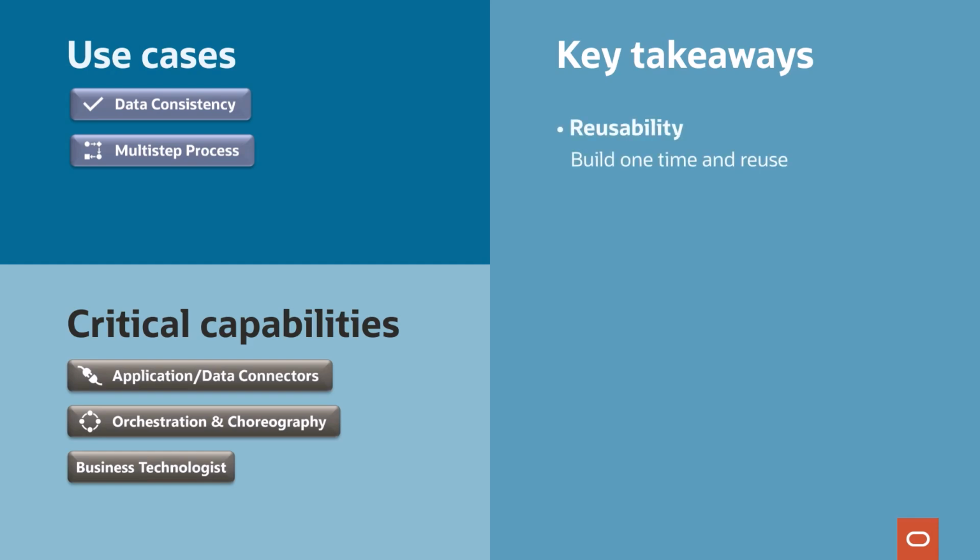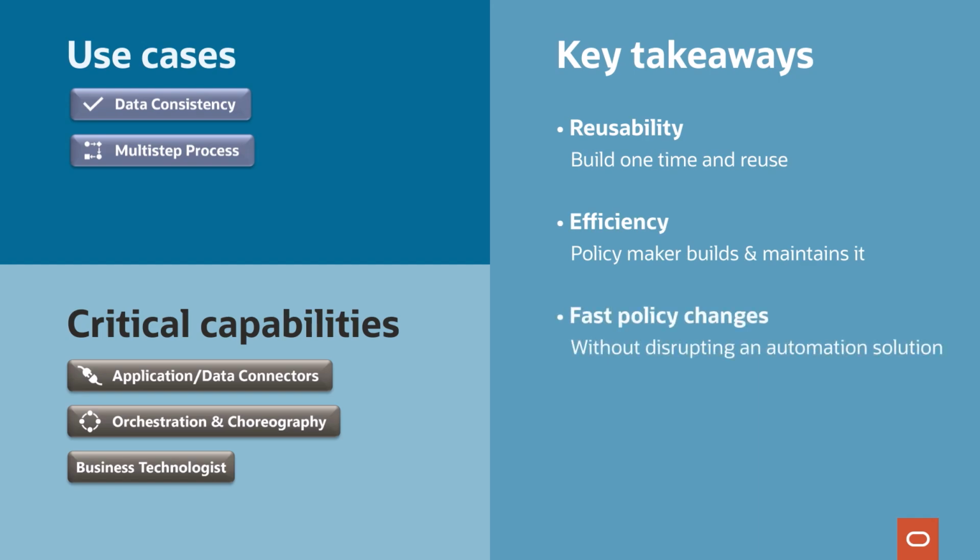The key takeaways are the reusability of decision services across an organization, the efficiency of policymakers building and maintaining decision services independently, and the ability to make fast policy changes without disrupting the rest of an automation solution.